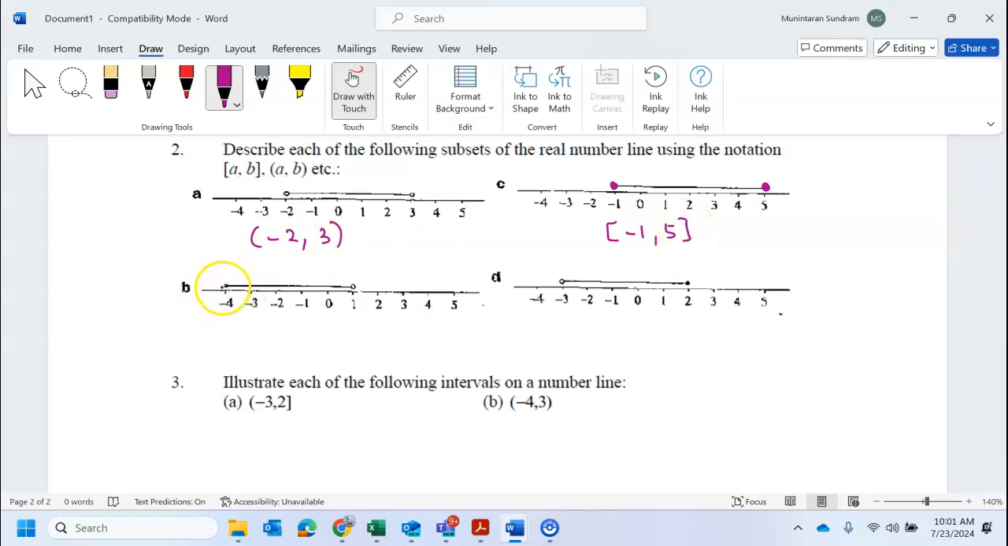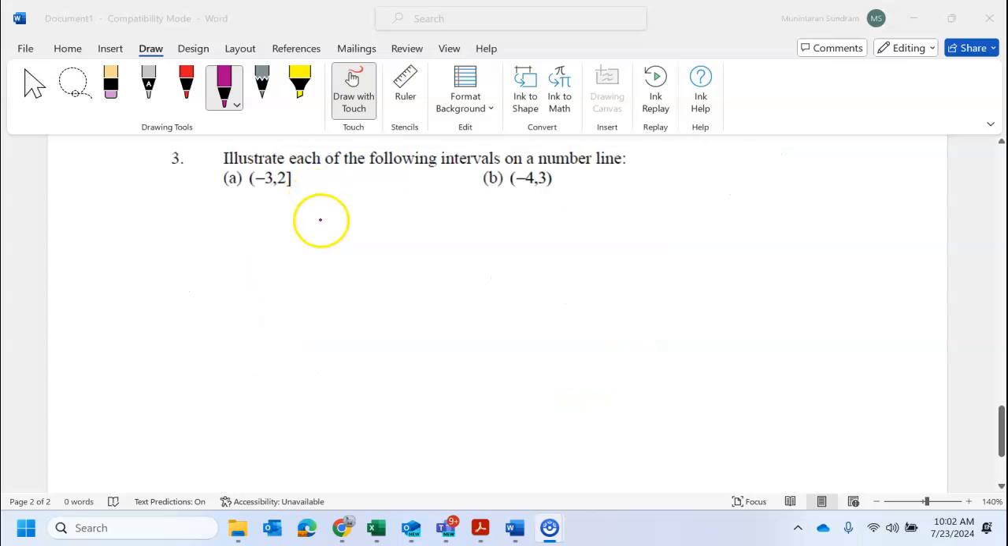And here I take it this is shaded, that's an empty one, so negative 4 to 1: negative 4 square bracket, 1 is curve bracket. Take this as shaded, so negative 3 comma 2 square bracket. Okay, negative 3 comma 2 square bracket.